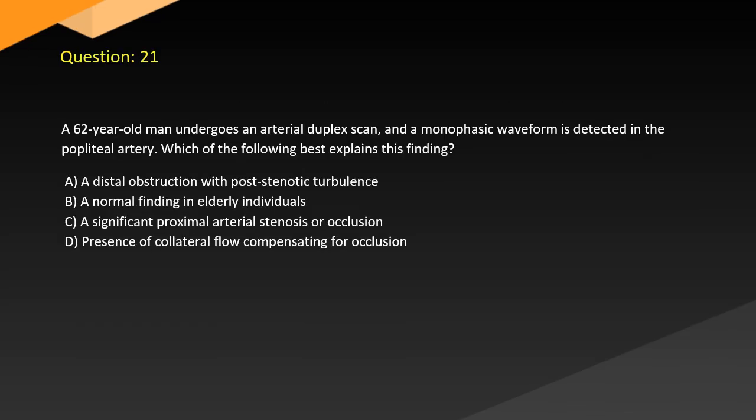Question 21. A 62-year-old man undergoes an arterial duplex scan and a monophasic waveform is detected in the popliteal artery. Which of the following best explains this finding? A. A distal obstruction with post-stenotic turbulence. B. A normal finding in elderly individuals. C. A significant proximal arterial stenosis or occlusion. D. Presence of collateral flow compensating for occlusion.